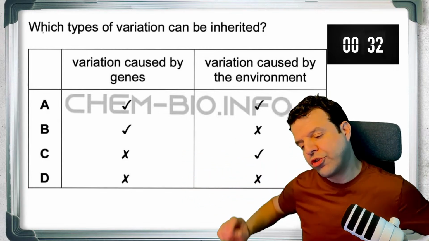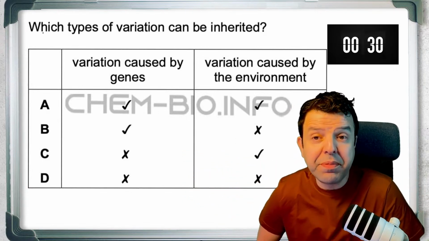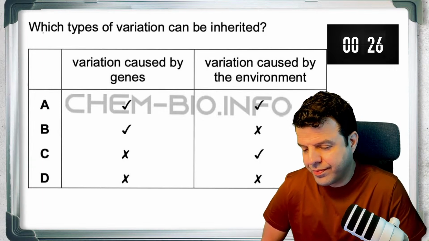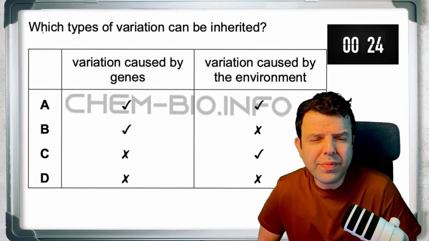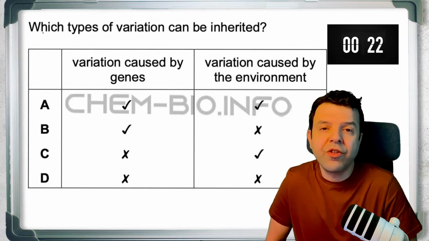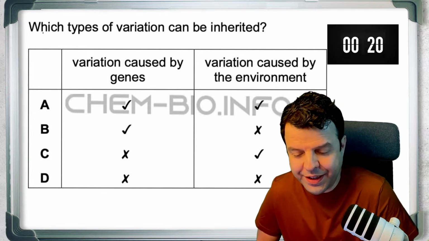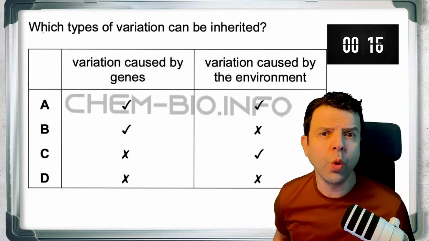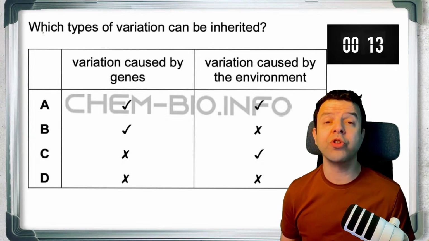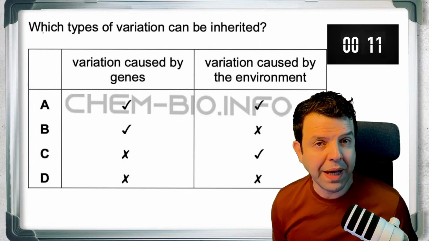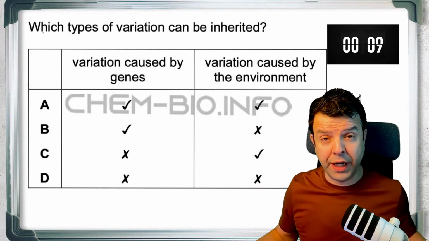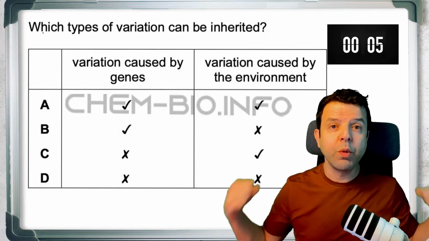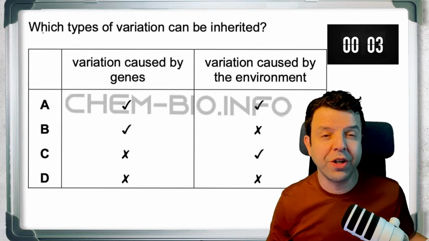It says, which type of variation can be inherited? I mean, if that change happens to me, it would be passed to my children. Think of somebody who went to the gym. He worked out, his muscle mass is increasing, he is muscular now. Do you think his baby will be born and the baby would also be muscular?